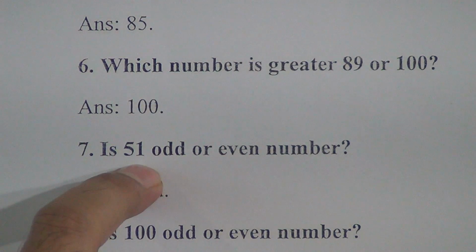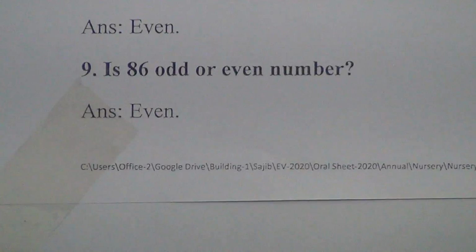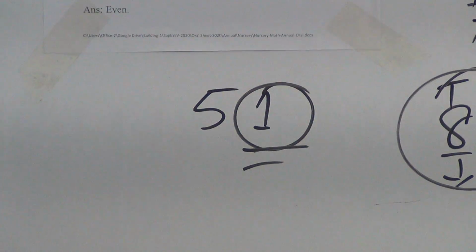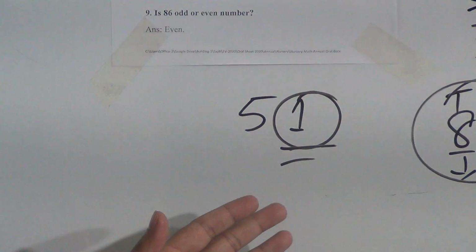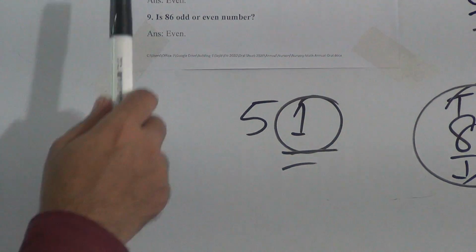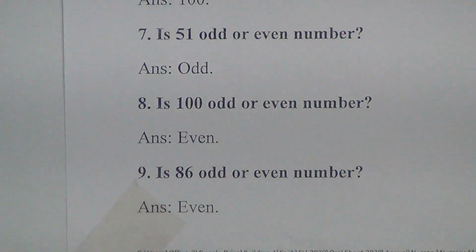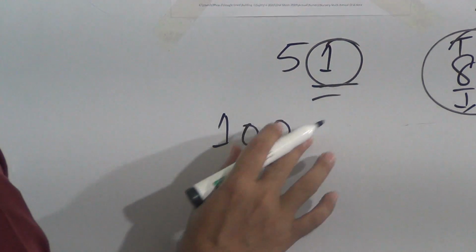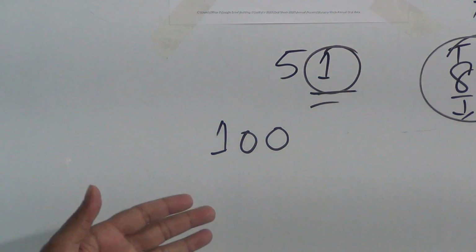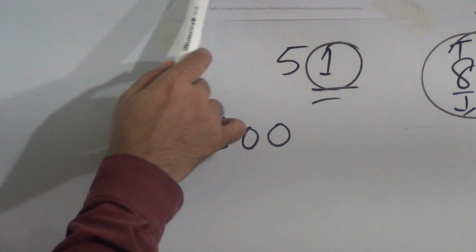Question 7. Is 51 odd or even number? Dear students, here see 51. Here ones place digit is 1. If the ones place digit is 1, 3, 5, 7, 9, you know that that number will be the odd number. So 51 is odd. Now is 100 odd or even number? Here in 100 ones place is 0. Dear students, we know if a number contains 0 in ones place, 0, 2, 4, 6, 8, then the number is even, so 100 is even.